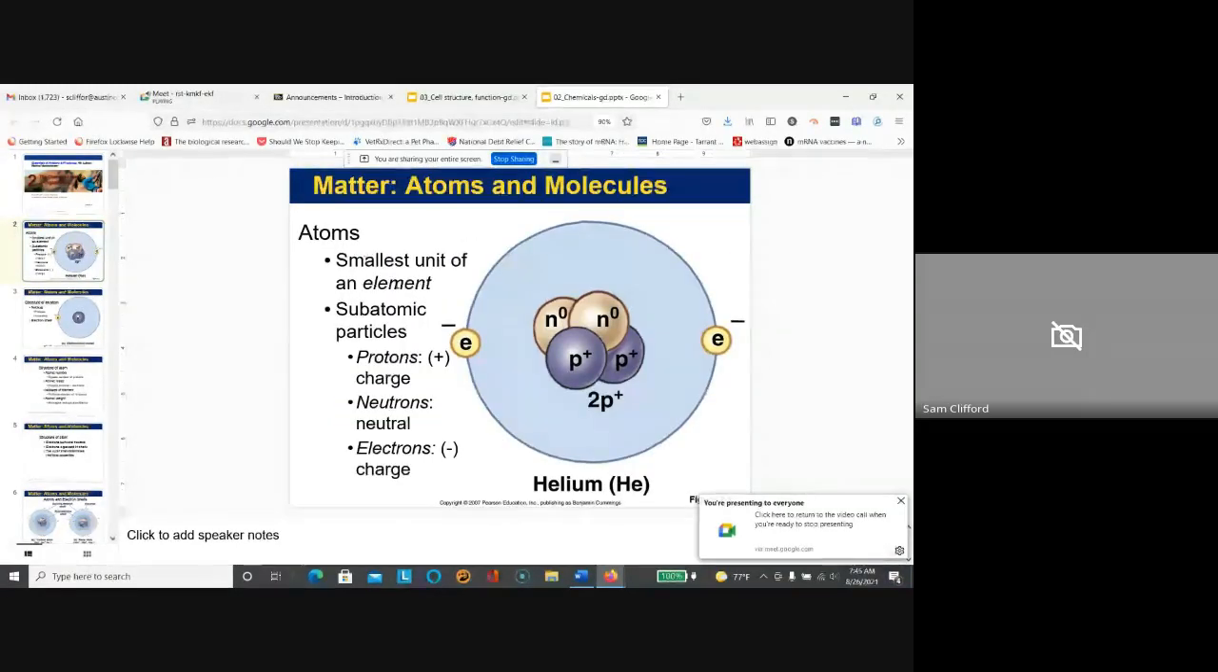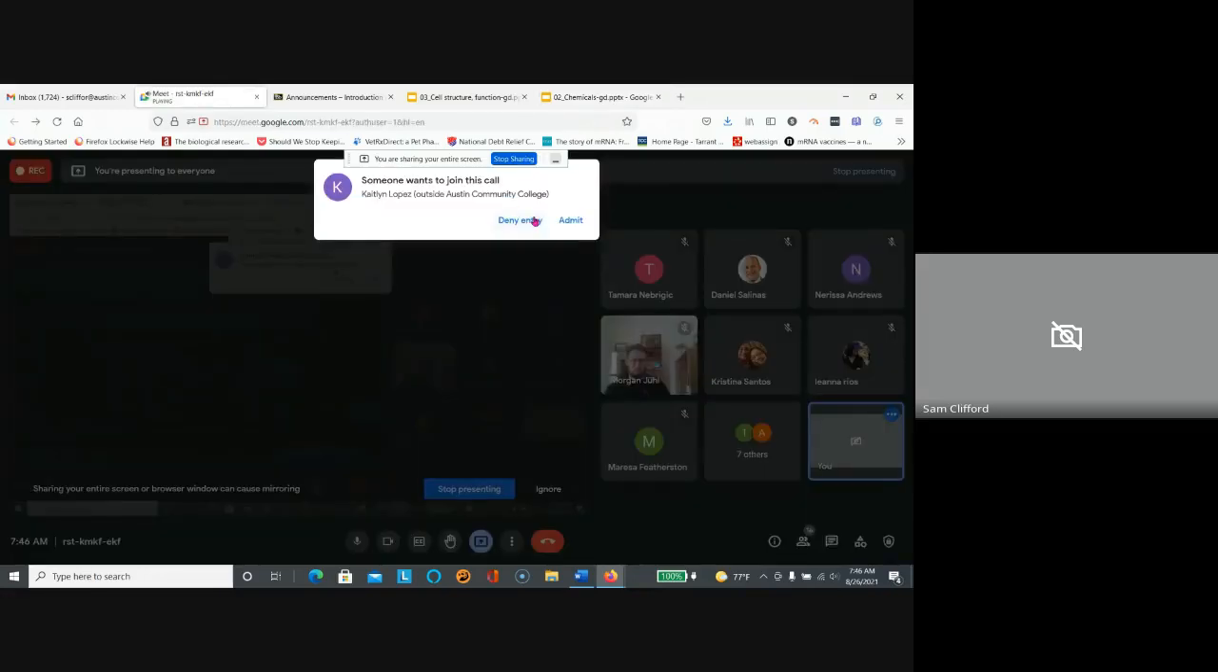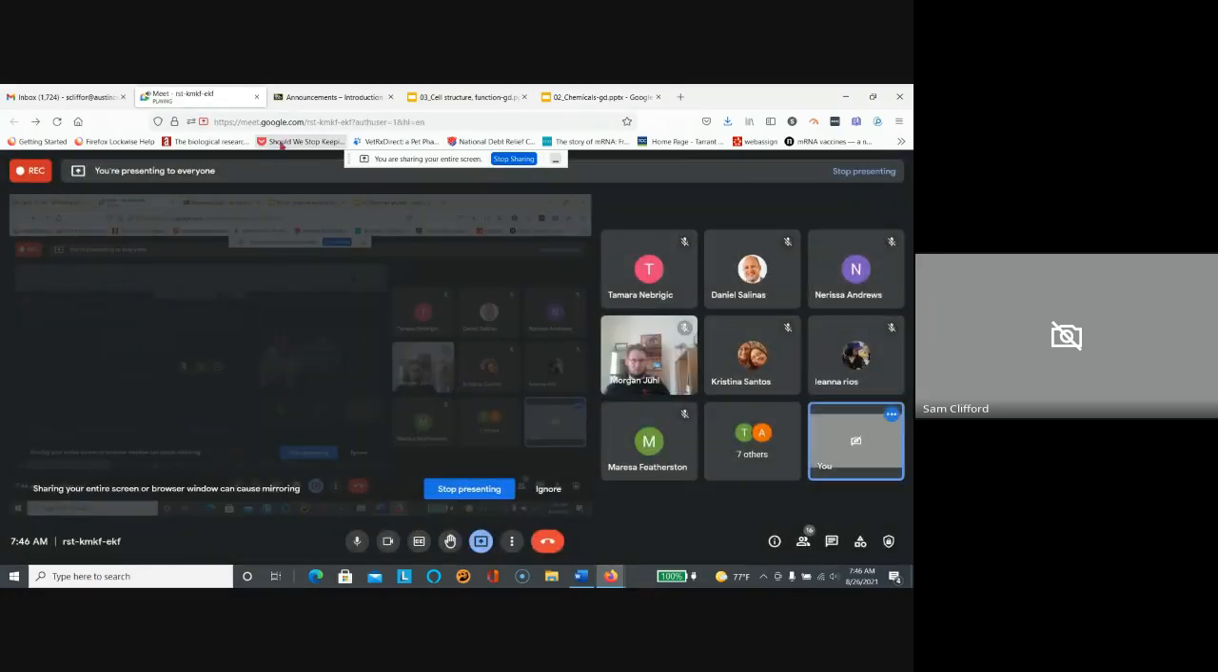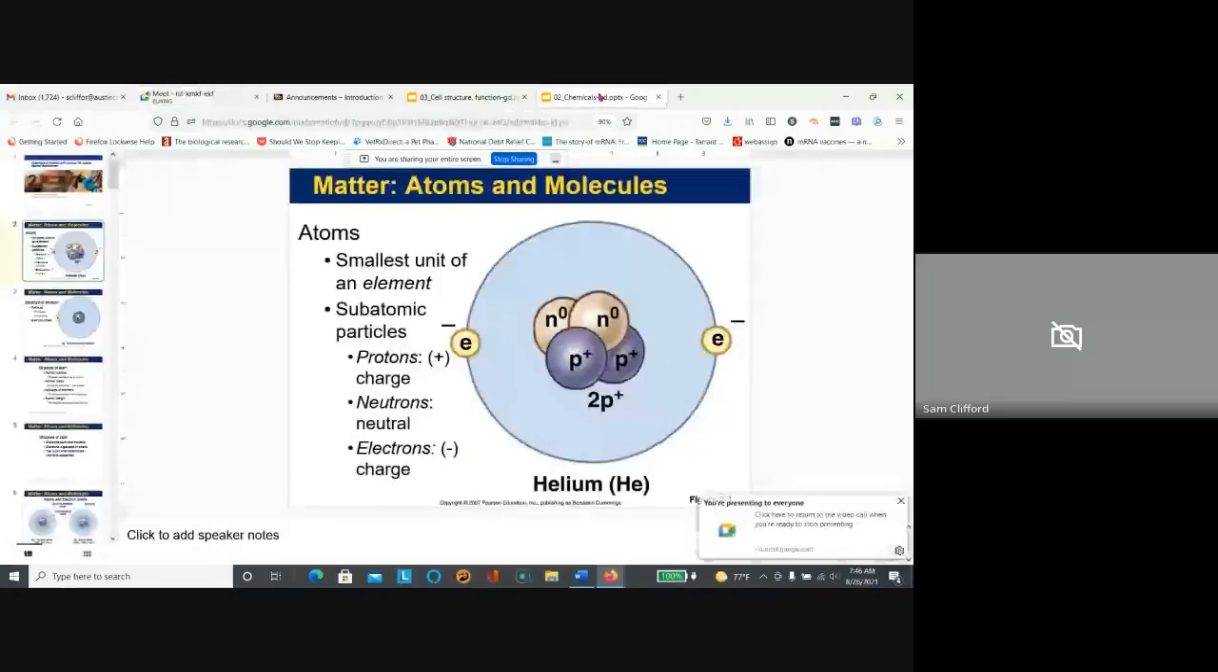What you should know is that neutrons are neutral, protons have a positive charge. Neutrons and protons make up the nucleus of atoms, and electrons cover the circle around the atom in various energy levels or various distances from the nucleus, depending upon the energy of the electrons, and the electrons are responsible for the chemical activity of atoms.